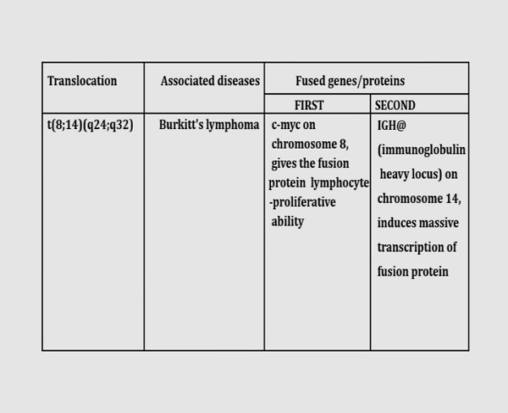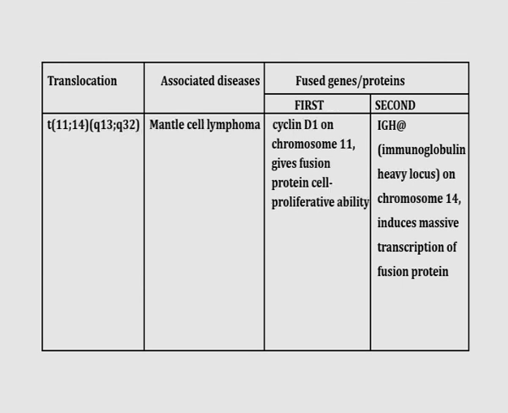t(8;14) with q24, q32. The associated disease is Burkitt's lymphoma and the fusion genes are c-MYC on chromosome 8, which gives the fusion protein lymphocyte proliferative ability. And in the second, IgH, the immunoglobulin heavy locus on chromosome 14, induces massive transcription of the fusion protein.